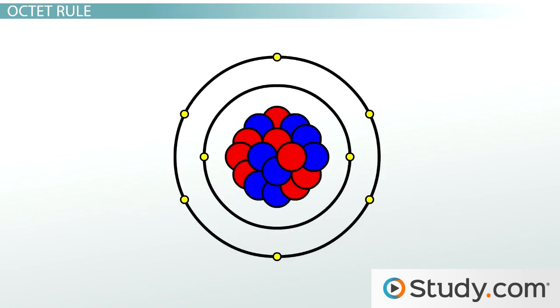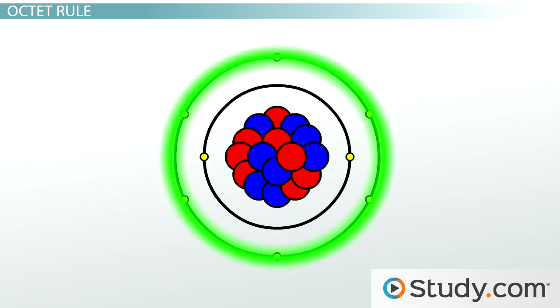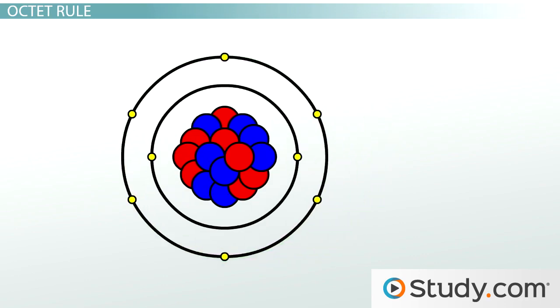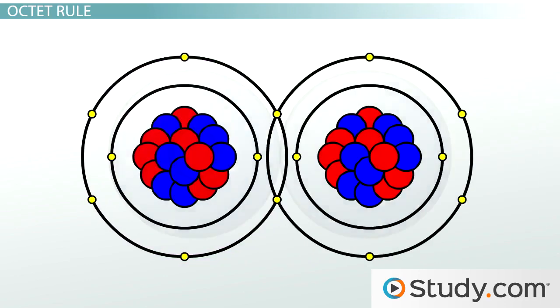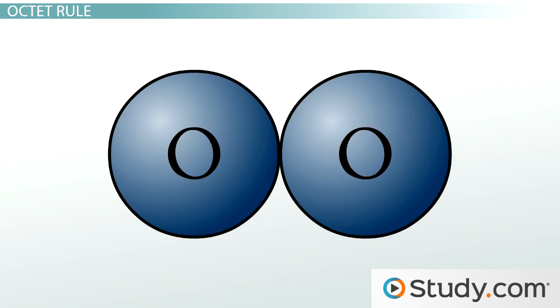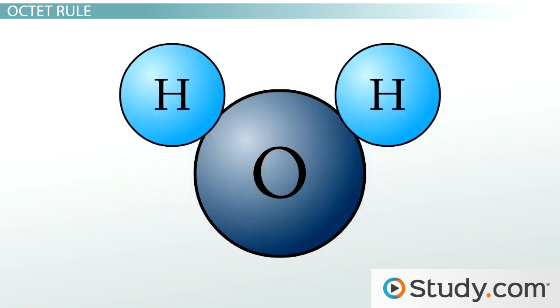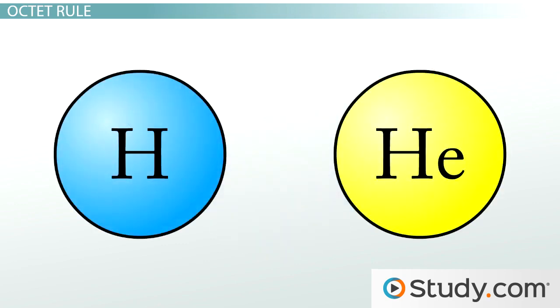Atoms will lose or gain valence electrons to make their outer shells full with 8 electrons, and they do this by bonding with other atoms. Those atoms can be the same element, as when oxygen bonds with itself to form O2, or different elements, such as water, H2O. The exceptions to the octet rule are hydrogen and helium, which are both happy with 2 electrons in their outer shells.